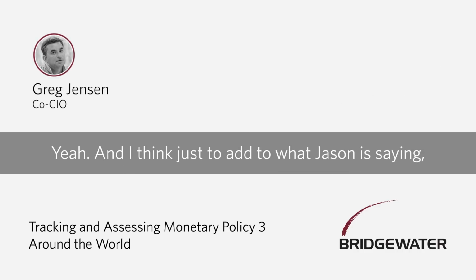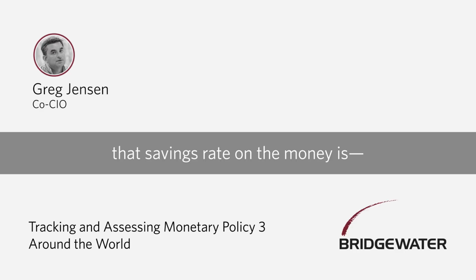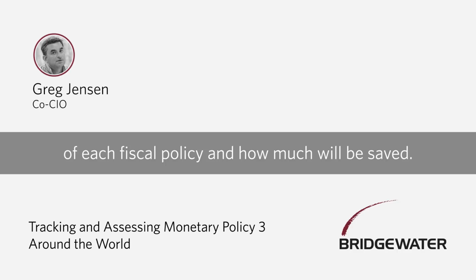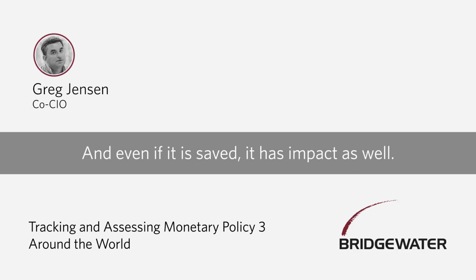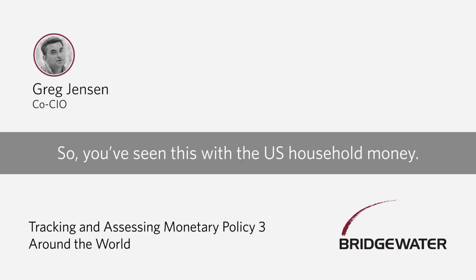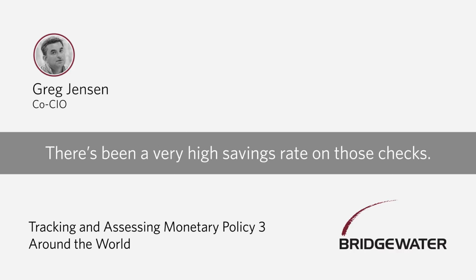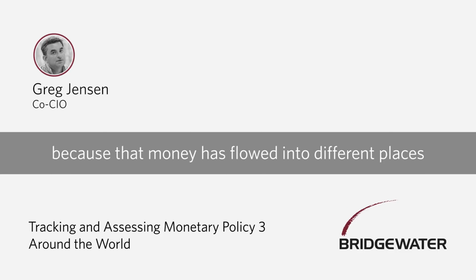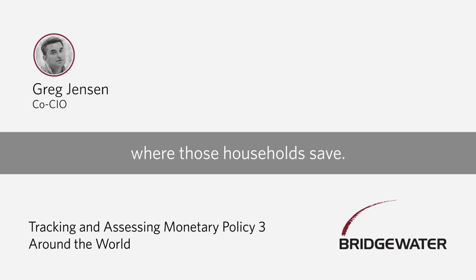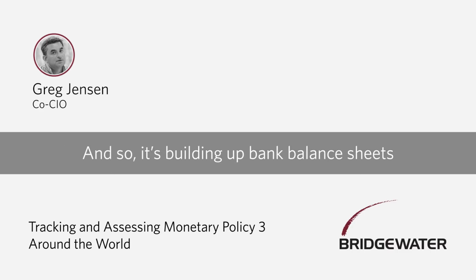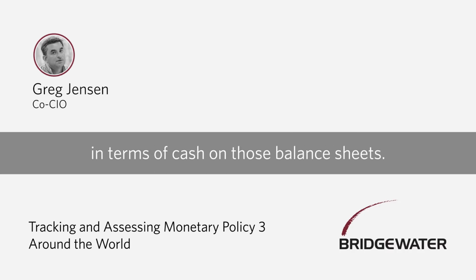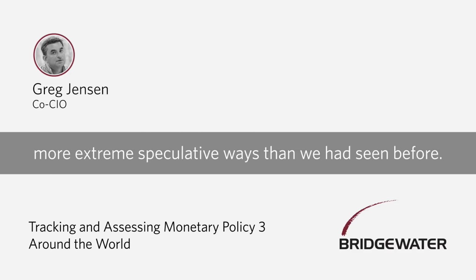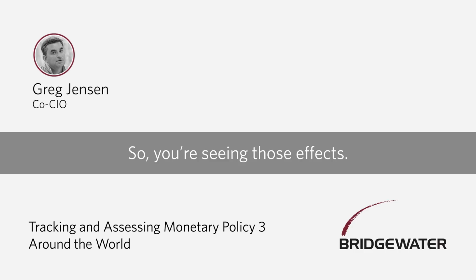Yeah, and I think just to add to what Jason's saying, as you watch this, the savings rate on the money matters, because we try to measure the effectiveness of each fiscal policy and how much will be saved. And even if it is saved, it has impact as well. So you've seen this with the US household money. There's been a very high savings rate on those checks, but they've had significant impact nonetheless because that money has flown into different places where those households save. It's building up bank balance sheets in terms of cash on those balance sheets. It's entering asset markets in more extreme speculative ways than we had seen before. So you're seeing those effects.